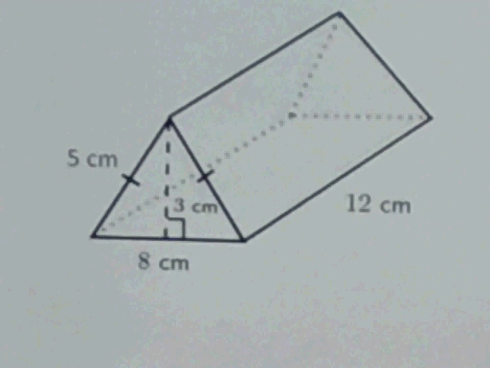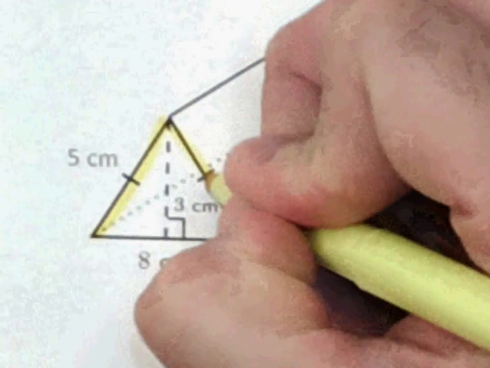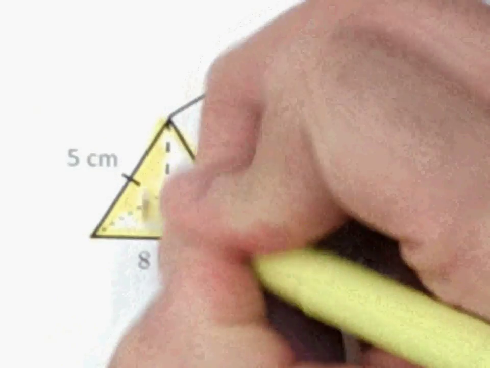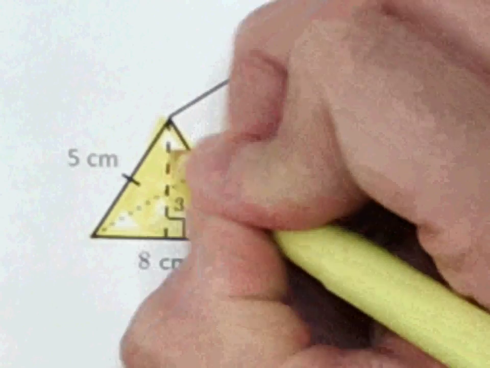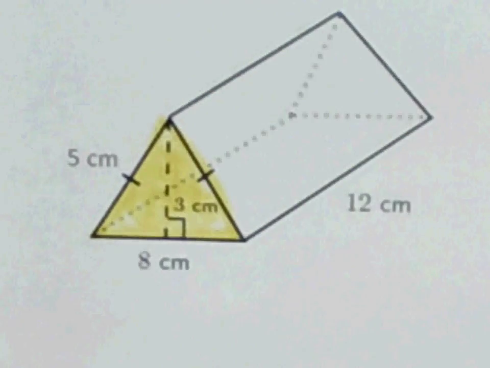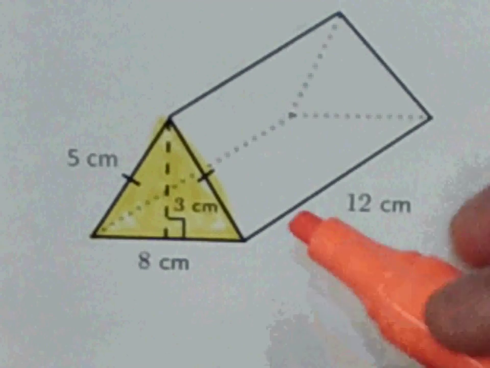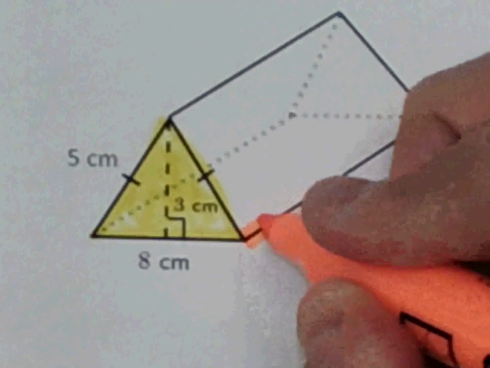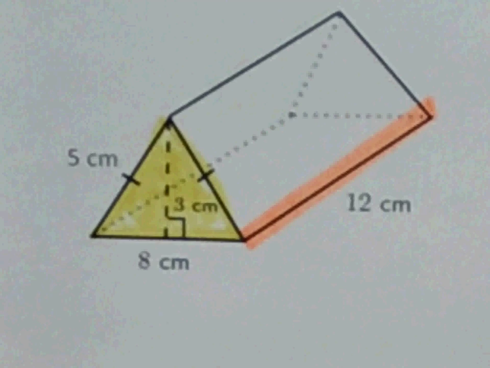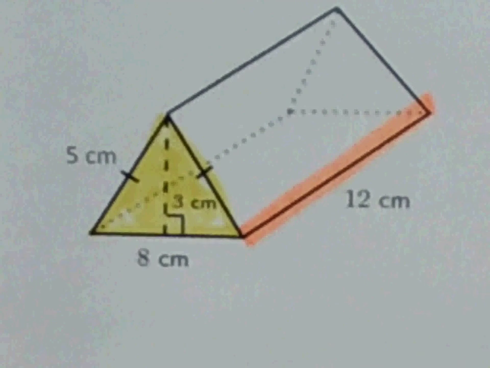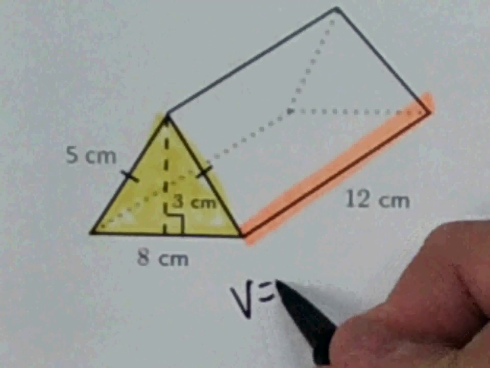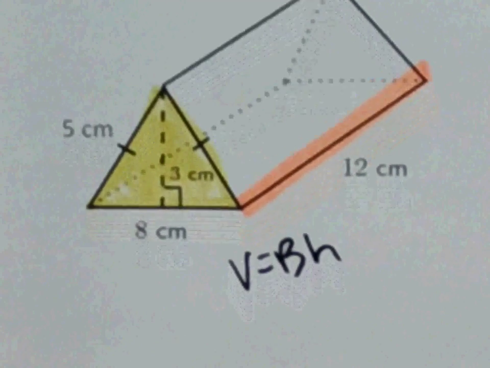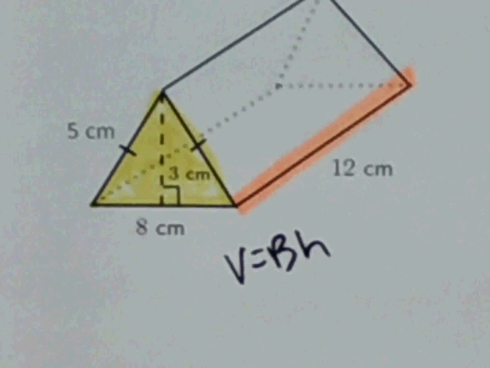I'm going to look at my triangle. I'm going to go and outline my triangle. Go ahead and fill it in too. In orange, I'm going to outline the height of this shape. That means the line that connects my two triangles. That's going to be this orange line right here. Let's focus on the triangle, because remember, it's V equals BH. B is area of the base. Let me zoom out a little bit.